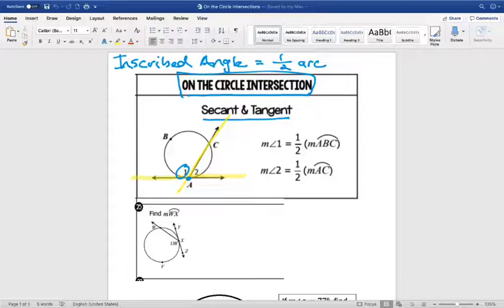The part of the circle that lies between the sides of angle 1 is this part right here. And then the part of the circle that lies between the sides of angle 2 is this part right here. So whenever you're finding angle 1, it's going to be half as big as that arc ABC that we highlighted right here. When you find angle 2, it's going to be half as big as arc AC because that's the part of the circle that lies between the sides that create angle 2. All right, let's do some examples.